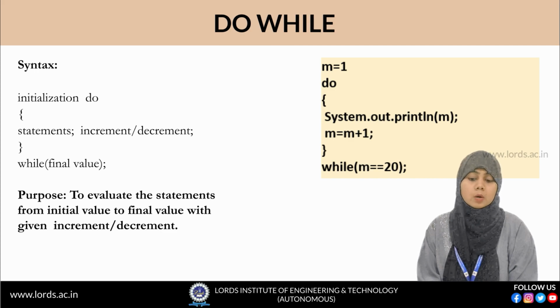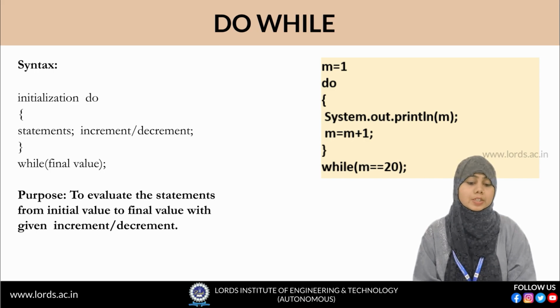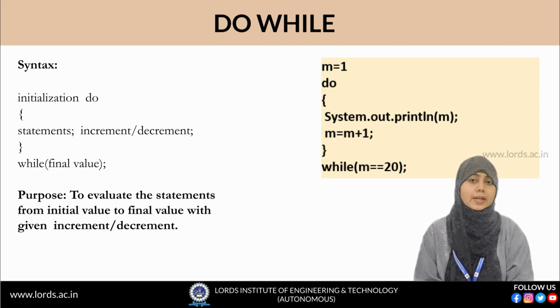And then what else is here in this one, this is also called an exit control loop, because the condition is being checked at the last, whereas the while loop is called an entry control loop, because the condition is checked at the beginning. Where the number of iterations is unknown, we don't know how many iterations there are, then we can go with the do while loop.